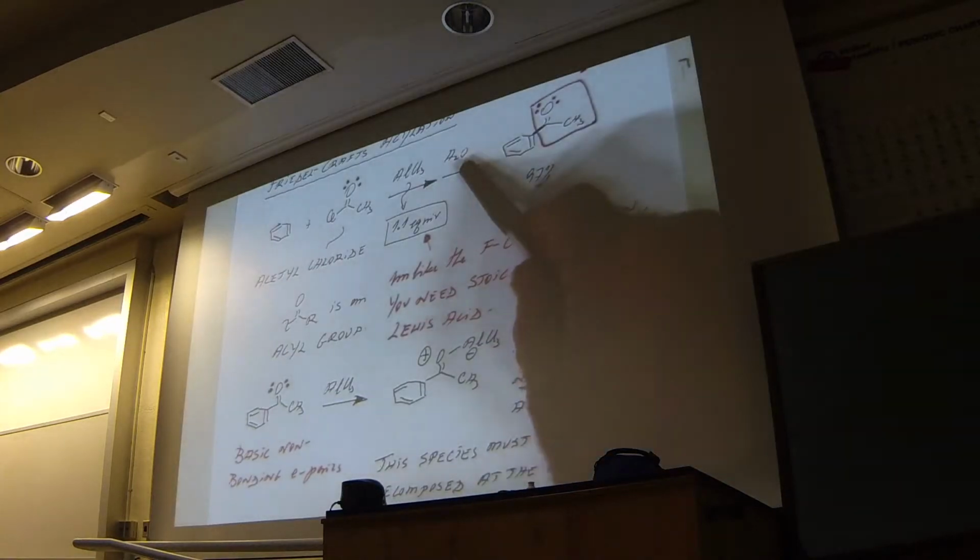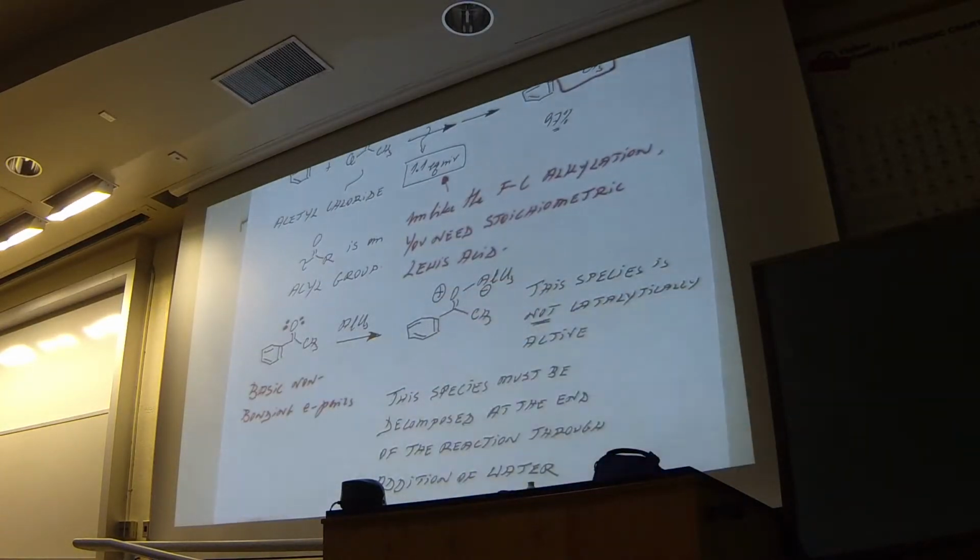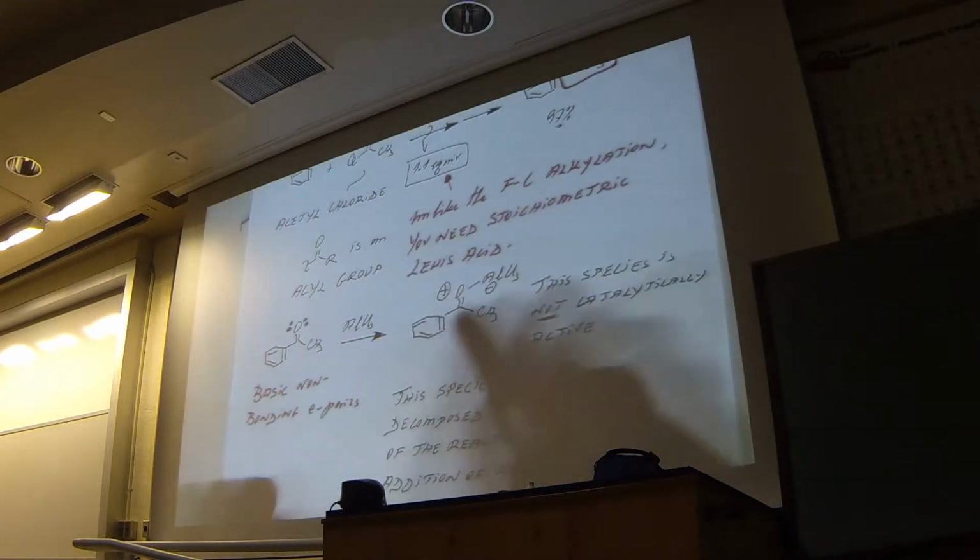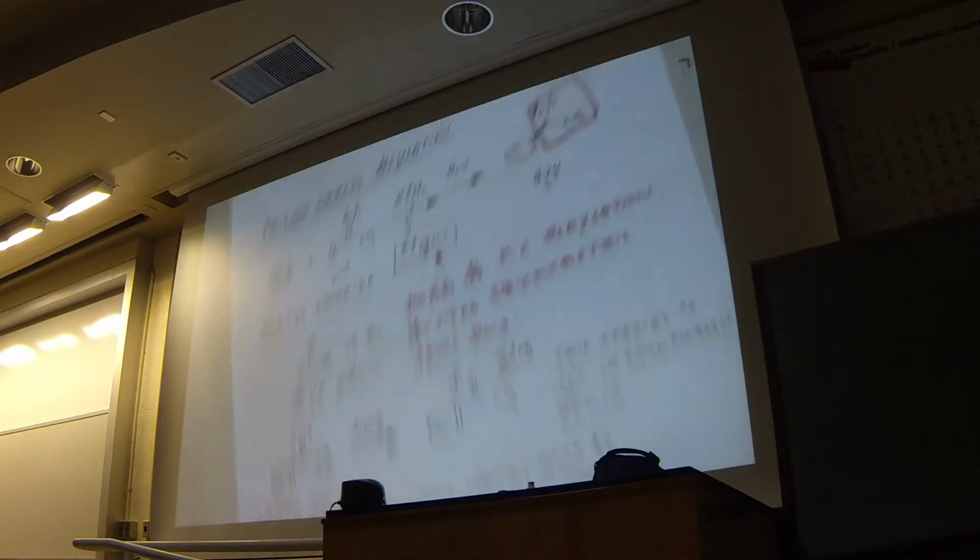So the reason you add water is to decompose this species at the end of the reaction. At the end of the reaction, you don't get the acetophenone. You get the acetophenone aluminum chloride complex. That has to be decomposed with water, giving you aluminum hydroxide and HCl, and the organic piece. So what's the mechanism for this?